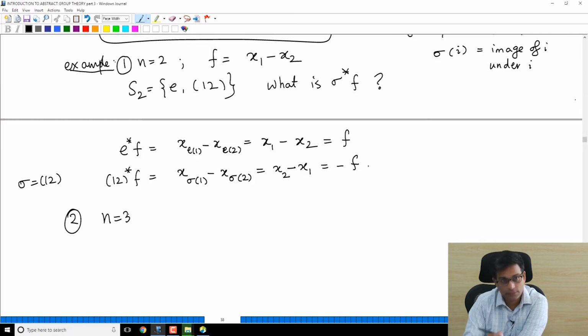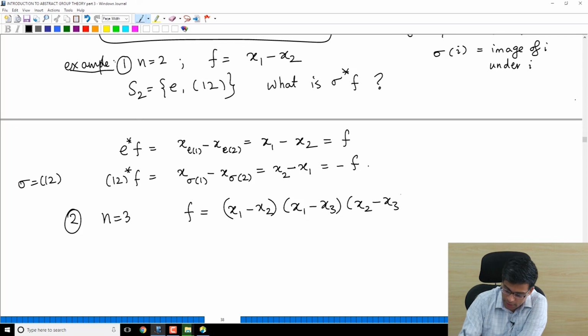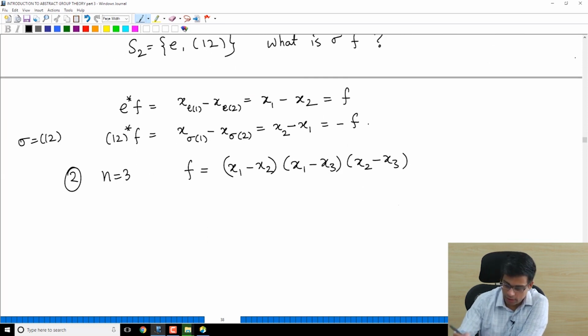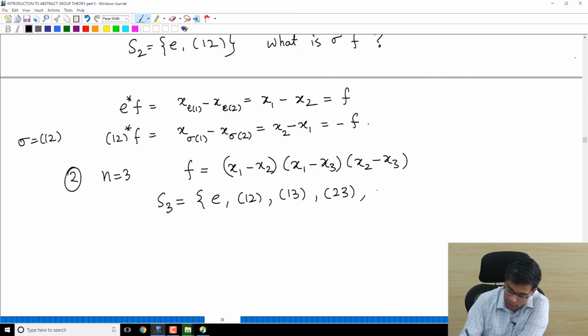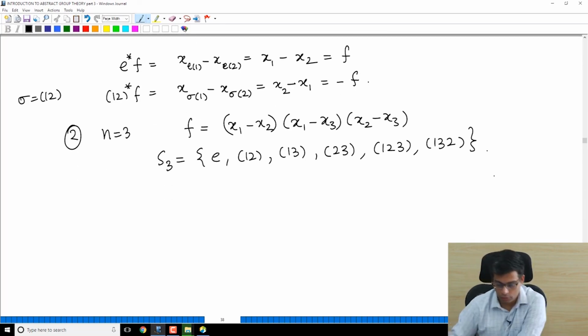Let's do n equal to 3. Okay, so here what is f? Here f is x1 minus x2, x1 minus x3, x2 minus x3. And here S3, remember, has 6 elements. So they are e, (1 2), (1 3), (2 3), (1 2 3), (1 3 2). Okay, let me do not all of them, but to illustrate the point, let me do sigma equals (1 3), for example.